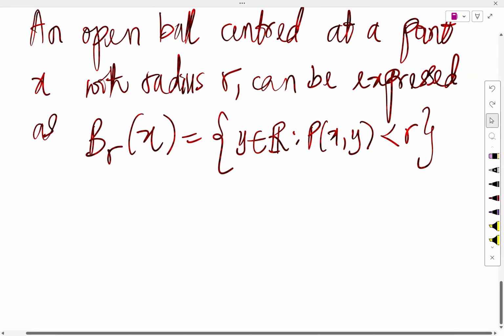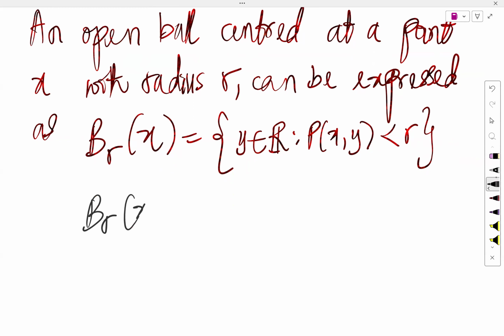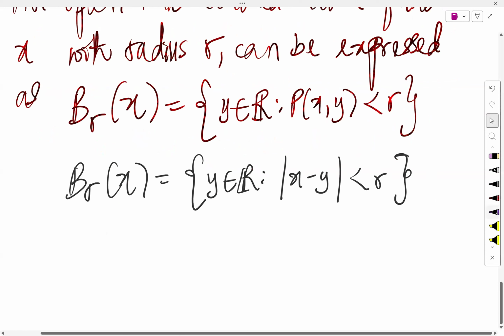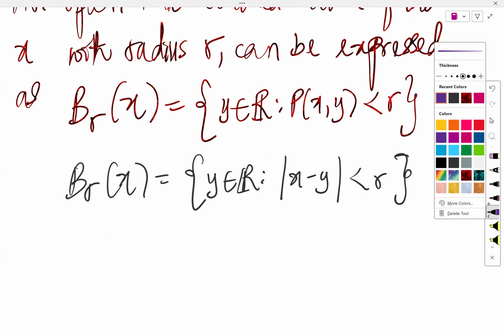Now, for the sake of easy usage, I like to also write this as B_R of X, which is equal to the collection of every possible Y you can get belonging to the real number system, such that the absolute value of X minus Y, that's the distance between X and Y, is always less than the radius. So that's the definition of an open ball. Once you know this definition, you can always use it to describe any kind of open ball you're told to describe. So with this definition, we can get cracking as we begin to describe the open balls you have been told to describe.